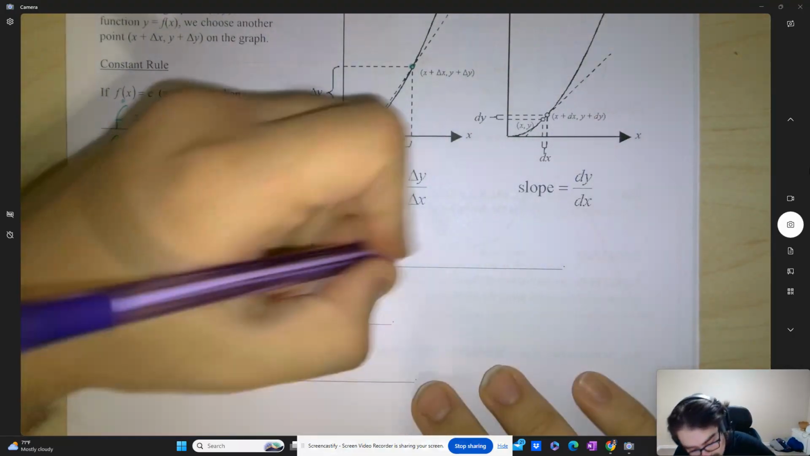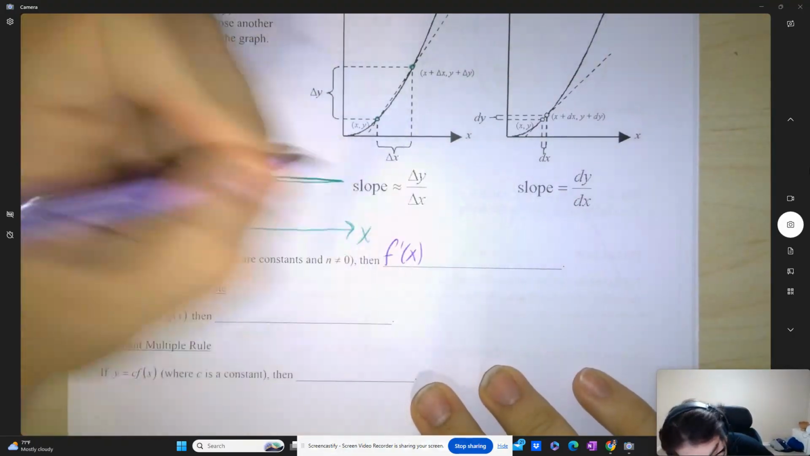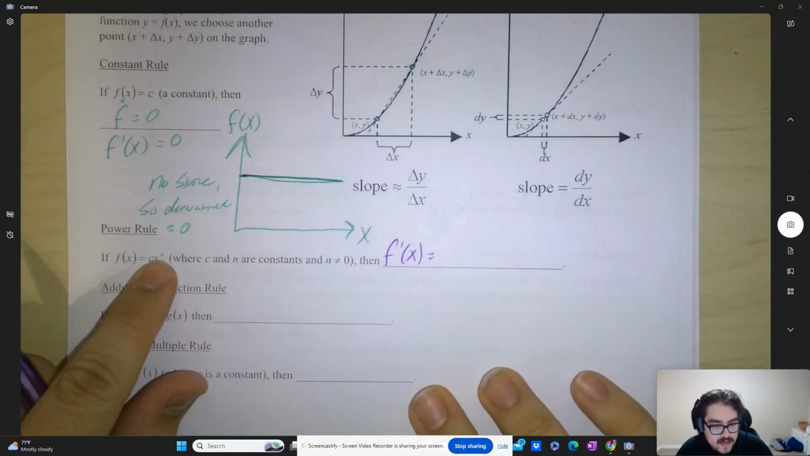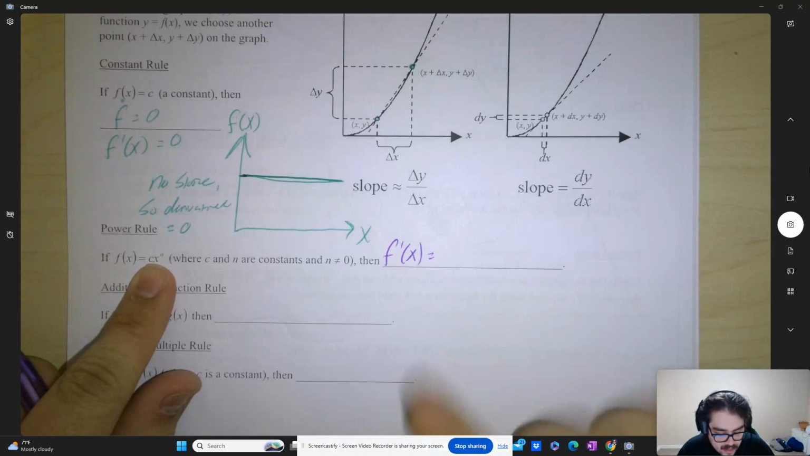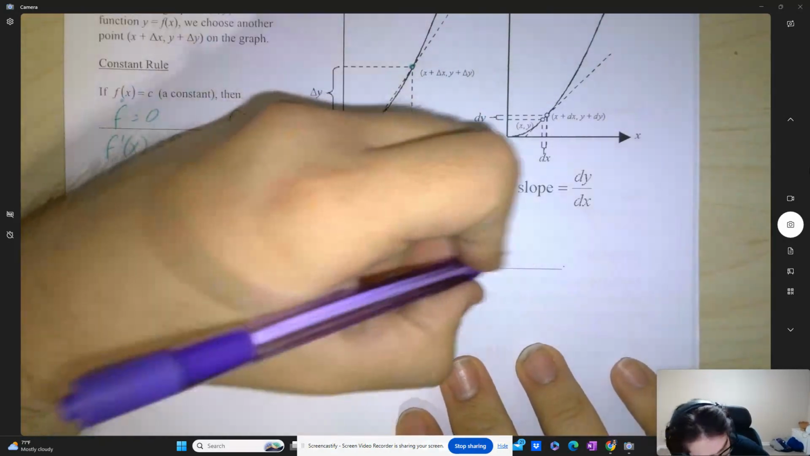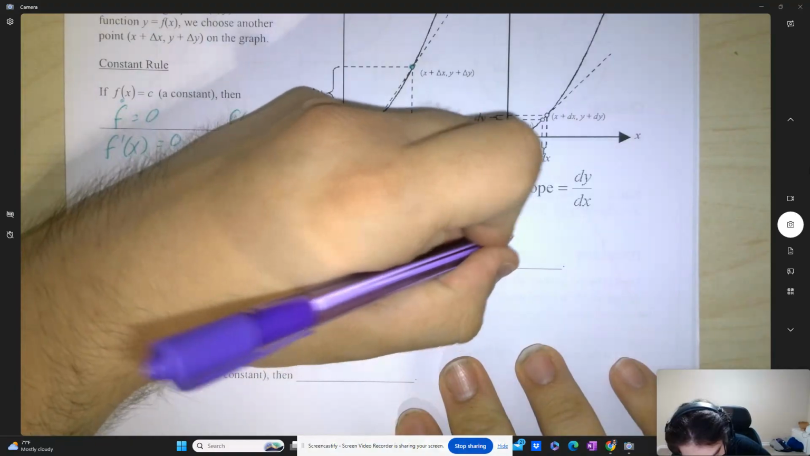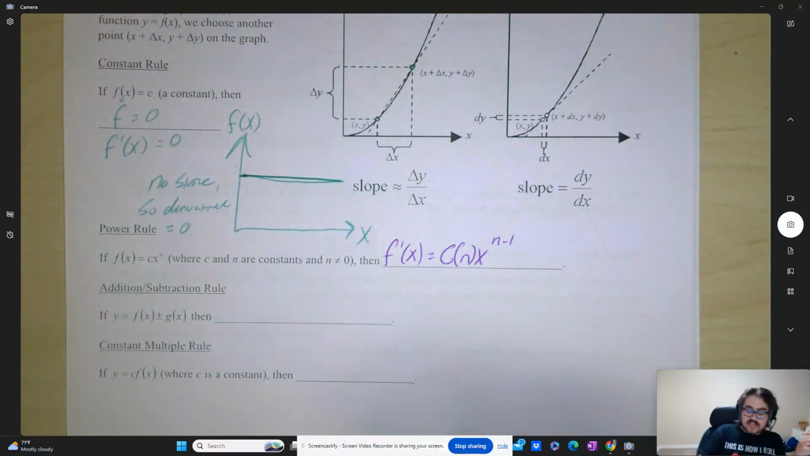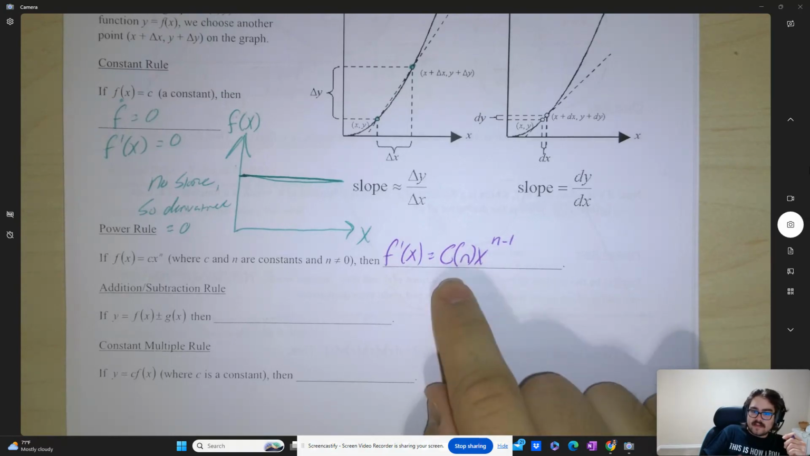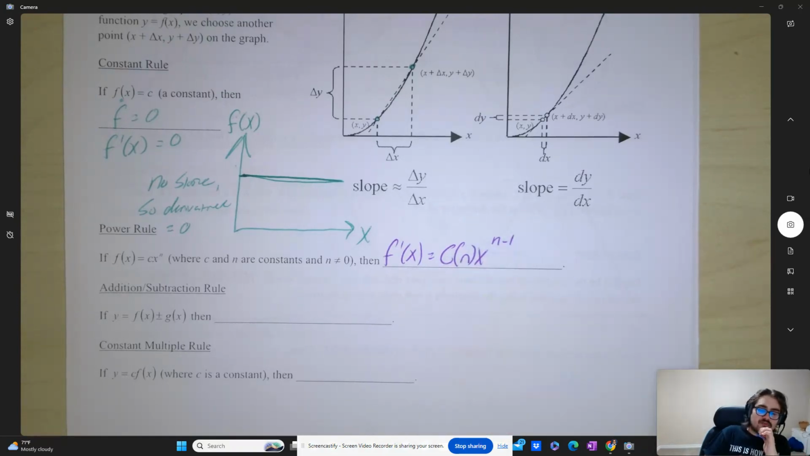And it's simply this: if our function is c times x to the nth power, then f prime of x would simply be c times n times x to the n minus 1th power. So you're taking the power and multiplying it by the constant in front of the x, and then you're subtracting 1 from that power. Okay, that's how that works.